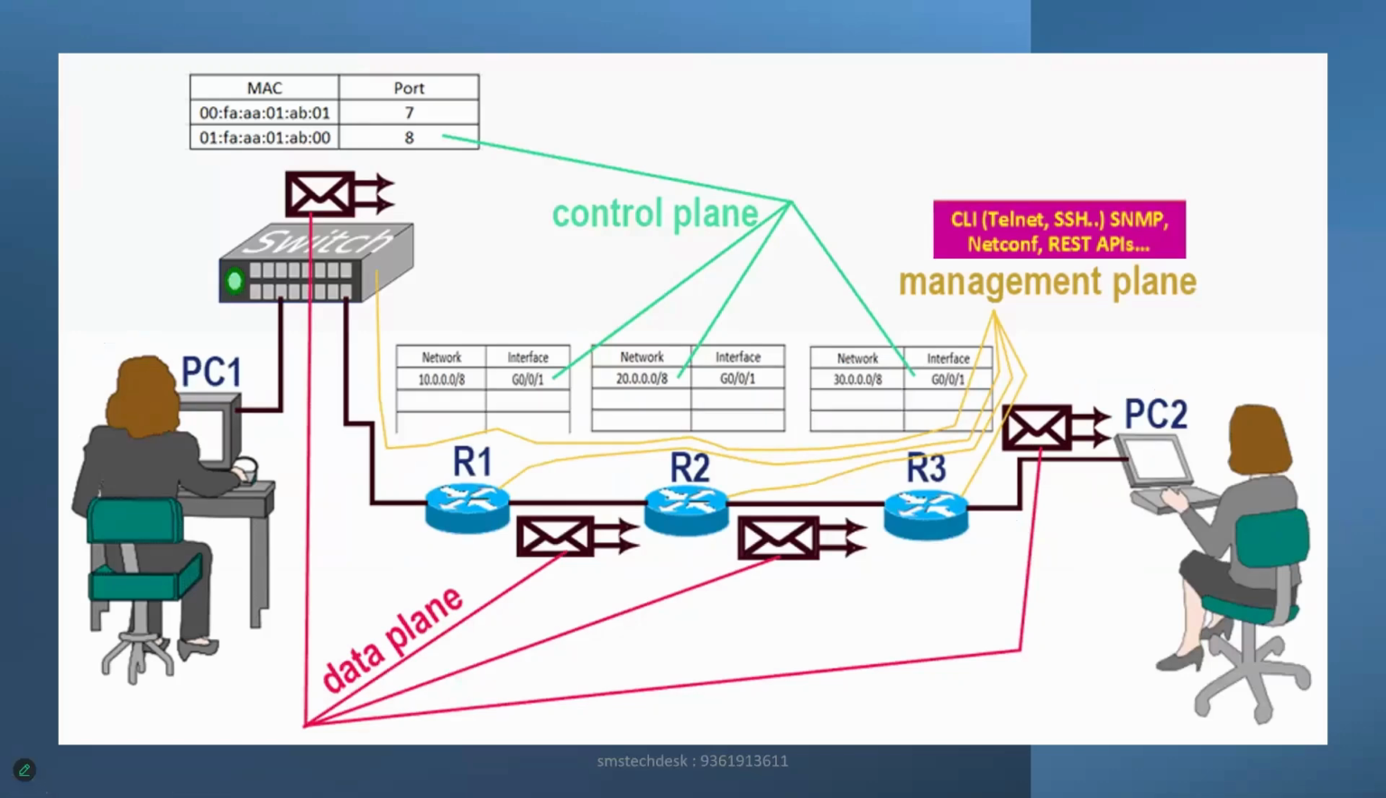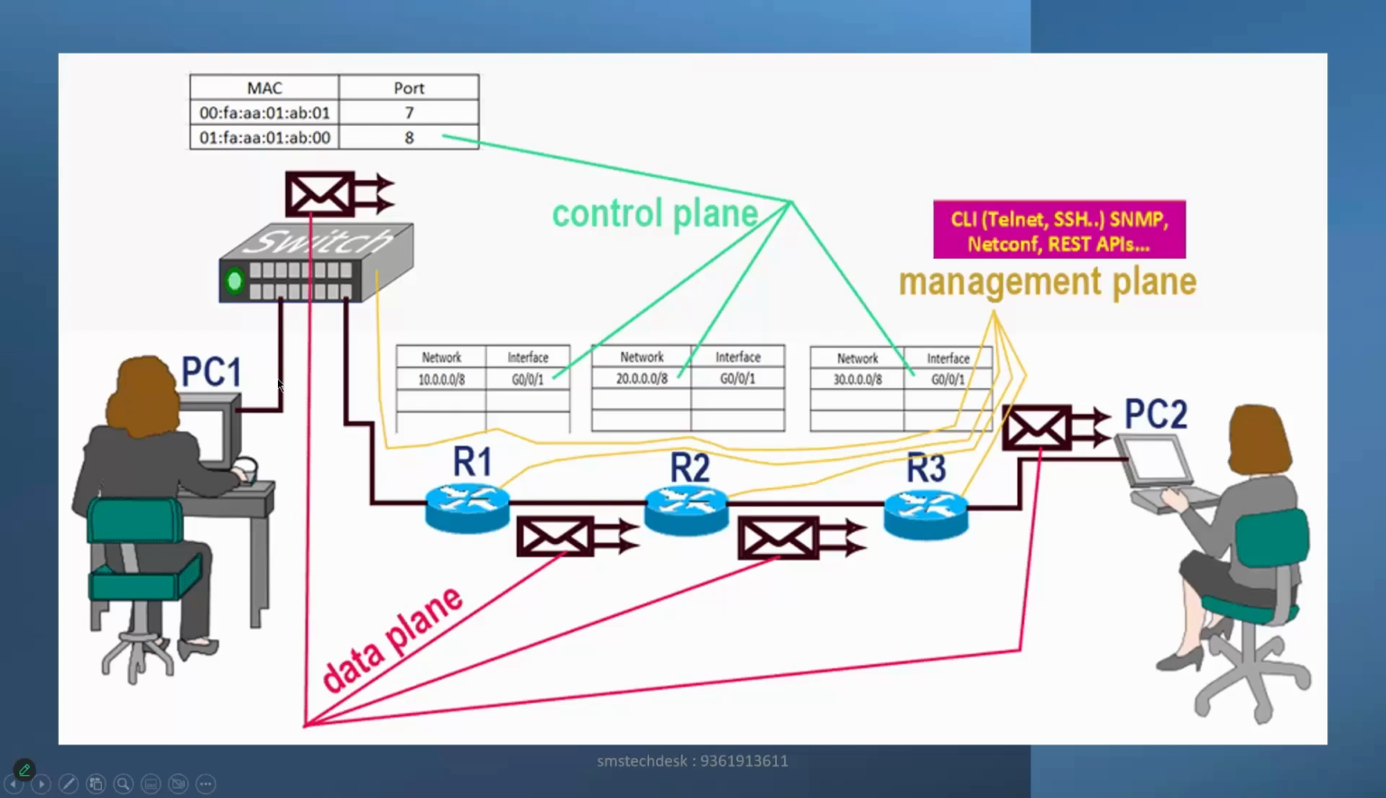In this slide, let's try to understand data plane, control plane, and management plane using a diagram. This example will make everything clear. Look at the diagram. On the left side, we have PC1, and on the right side, we have PC2. Between them, we have a switch and three routers, R1, R2, and R3. Now, just an imagination: PC1 wants to send data to PC2.